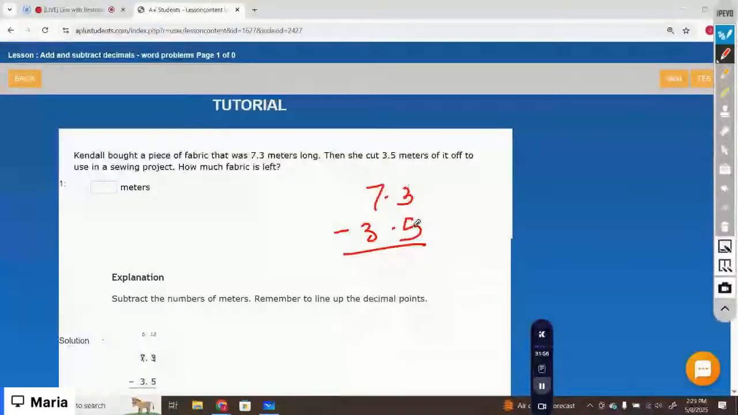So we cannot subtract 5 from 3. We need to borrow 1. That makes 13. 13 take away 5 is 8. And 6 take away 3 is 3. So that is 3.8.